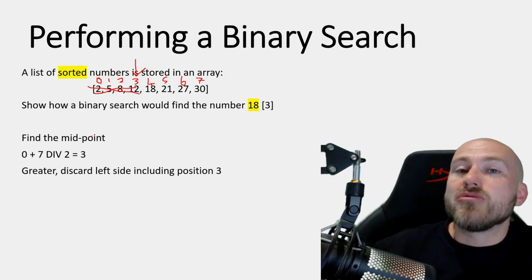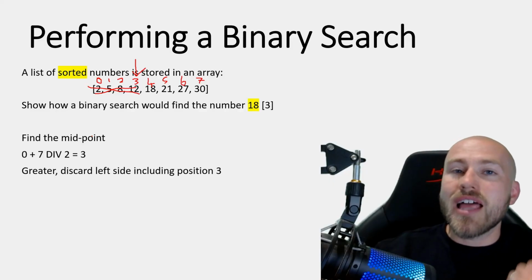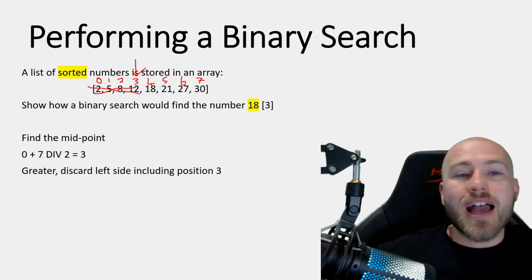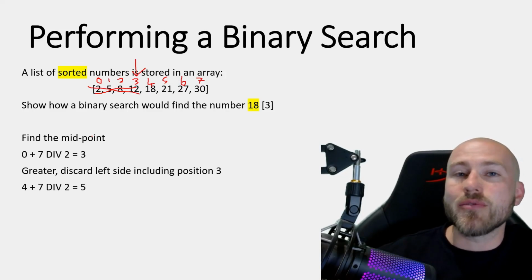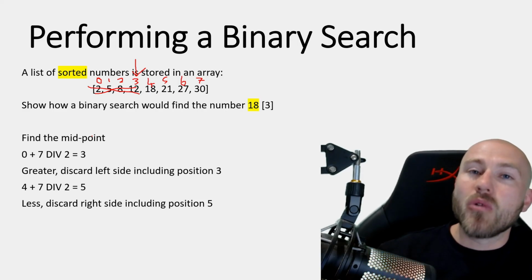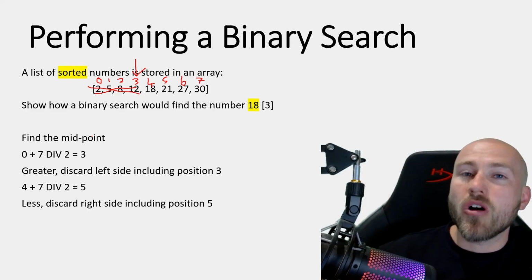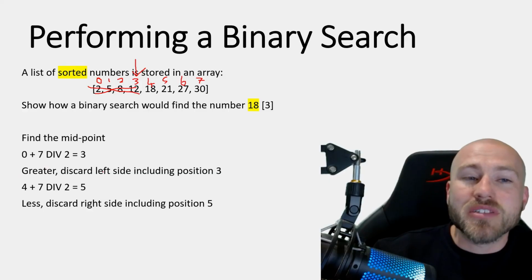Then all you've got to do is repeat the steps until you find what it is that you're looking for. So our new very left position is position 4, added to our very right position, which is position 7. Div 2 is going to give us 5. We know now that it's going to be less than what's in position 5, which was 21. So we're going to discard that whole side on the right, including position 5.